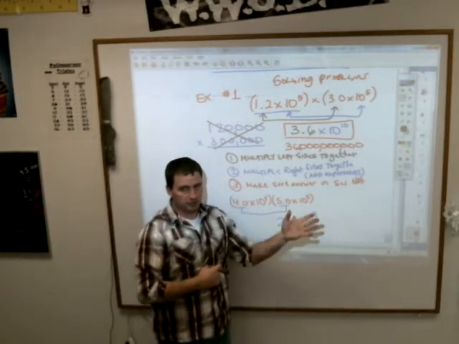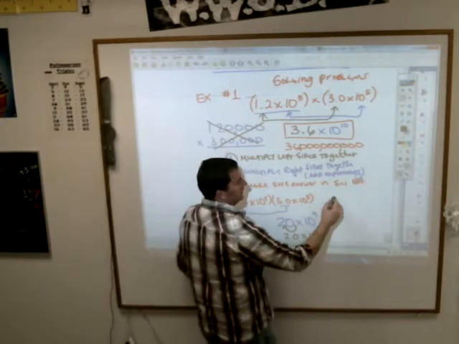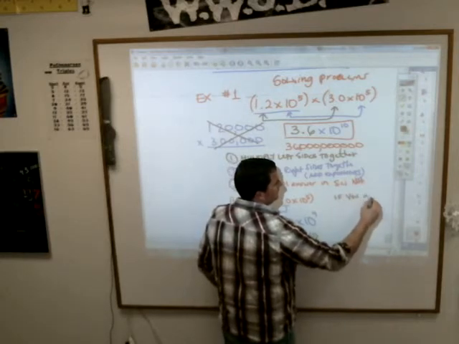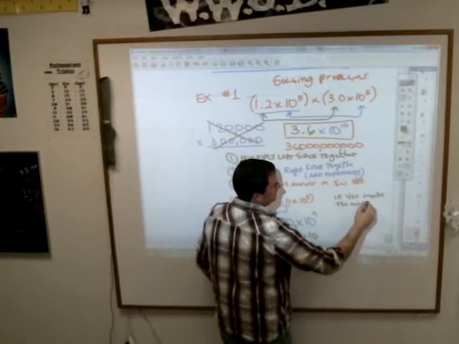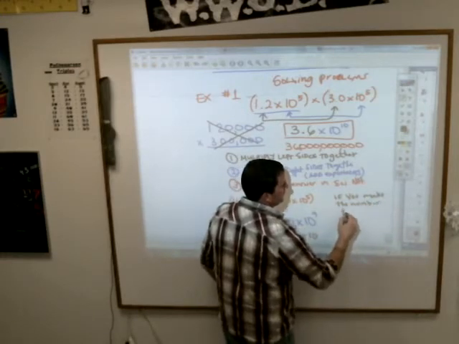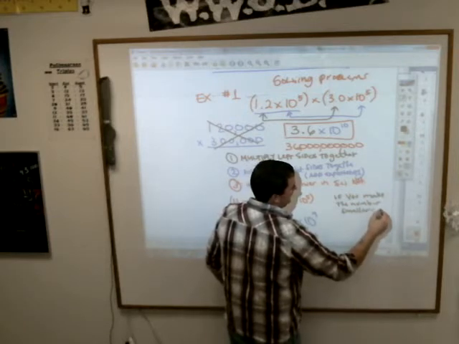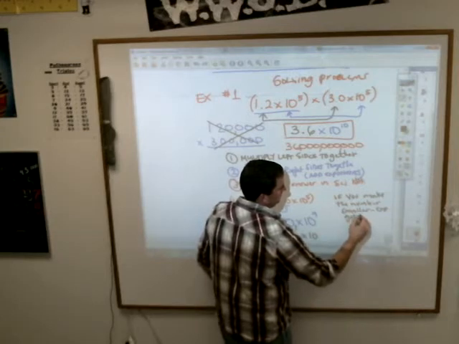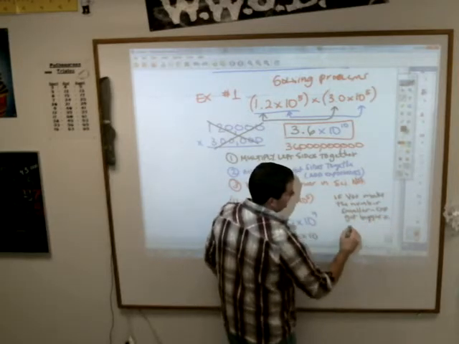And here's what I like to think about with this, and write this down so you have some notes on it. If you make the number smaller, the exponent gets bigger. It kind of balances itself out, and vice versa.